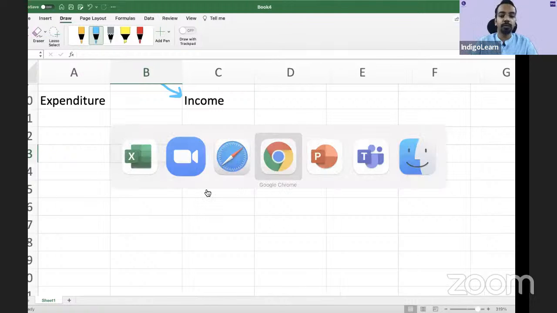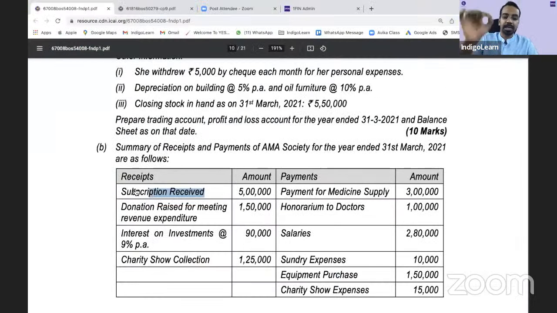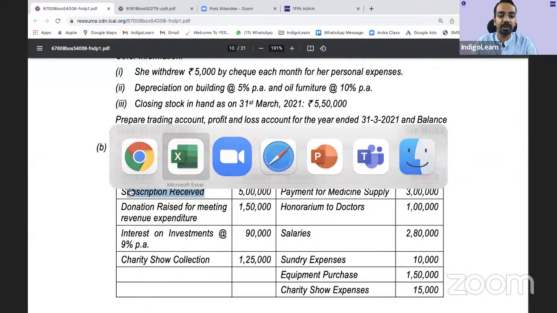As we read the question, we know the first item, subscription received. Because it has a working note, immediately start the working note. Working note number 1. Now, 2 types of working notes are possible: a statement format and a ledger format. Whichever format you are comfortable with, you can use both the formats. There is no harm in making a ledger. There is no harm in making a statement format for working notes. So subscription received is 5 lakhs.